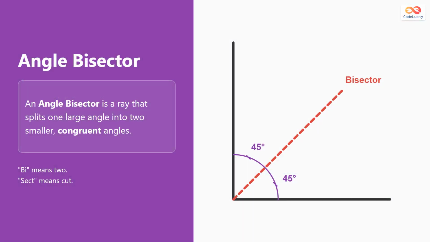Sometimes we create congruent angles on purpose. If you take a large angle and draw a ray exactly down the middle, you are bisecting it. An angle bisector splits one angle into two perfectly equal, congruent halves.